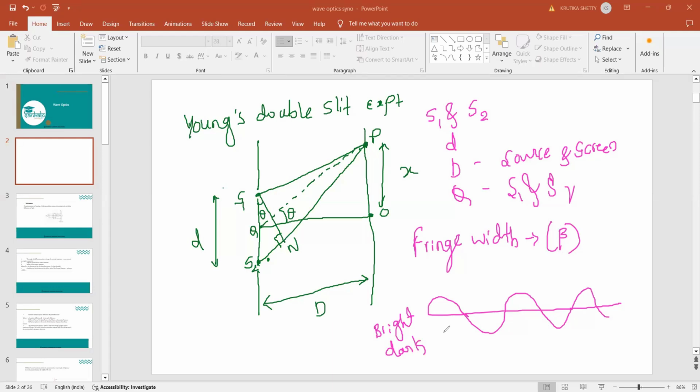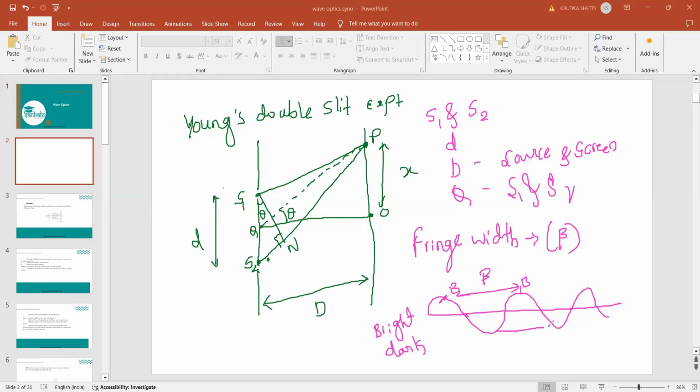Whatever bright and dark color fringes we are getting here, the distance between them... for example, imagine this is a bright color and this is a bright color. The distance between these two bright colors is called the fringe width.